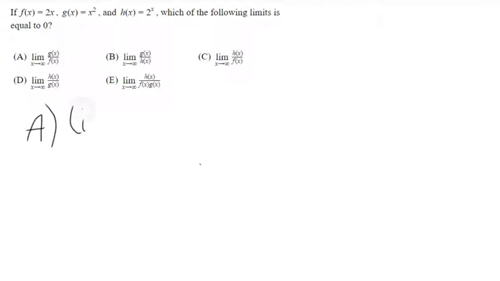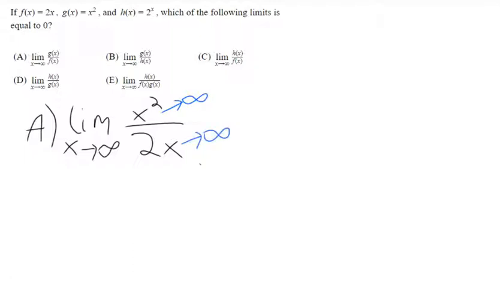We're looking at the limit as x goes to infinity of g of x, which is x squared, over f of x, which is 2x. Now, if we look at what happens when x goes to infinity, x squared is going to infinity, and 2x is also going to infinity. So when we have this infinity over infinity situation, this is an indeterminate form. So we can use L'Hopital's rule. We can differentiate the numerator and the denominator.